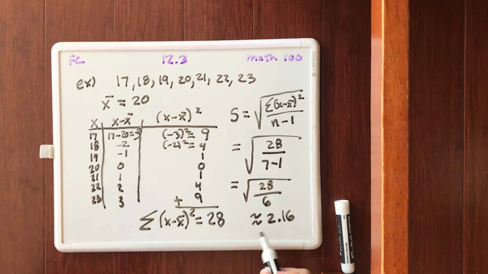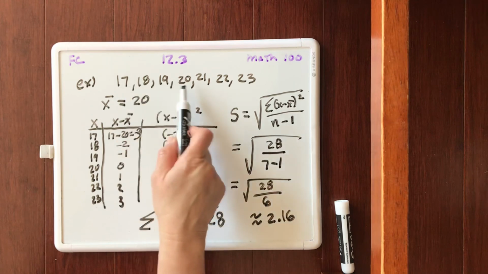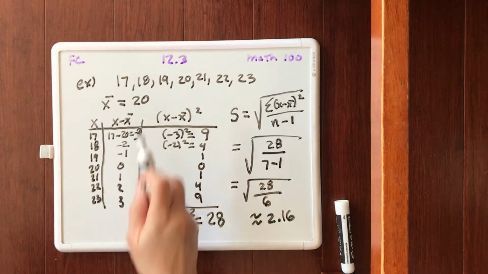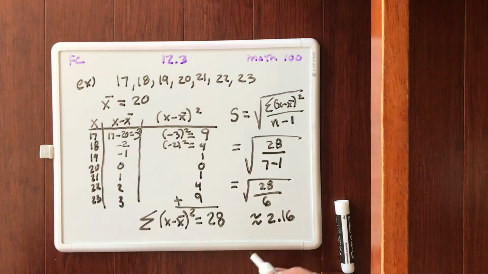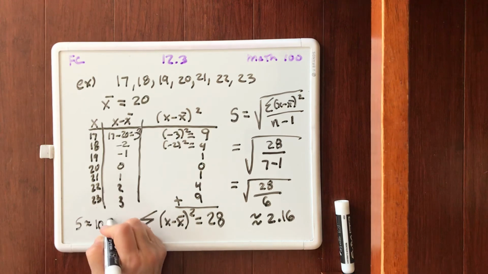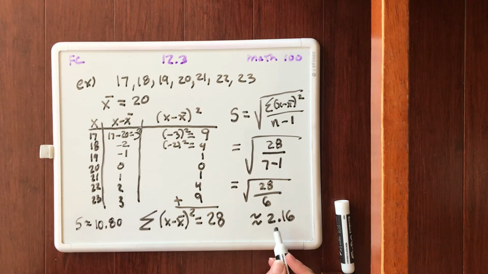All right, so what did we find? 2.16 is the average deviation from the mean. And that makes sense. If 20 is the mean, look how close these are to 20. Very close to 20. Okay, now if our points were not close to the mean, we'd have a larger number. For example, if S was approximately 10.80, that means the points are not very close to the mean at all. So the smaller this number, the closer to the mean we are on average.